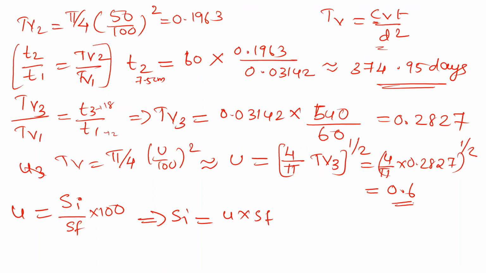We are already giving the value of U in points, that is 0.6, so we need not multiply by 100. So it is equal to U value 0.6 into final settlement 15 centimeter. So you will get it as 9 centimeter. So our final answer is 9 centimeter, that is the settlement corresponding to 18 months is 9 centimeter. Okay, so try to work out this problem.